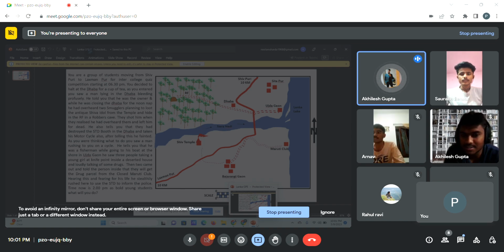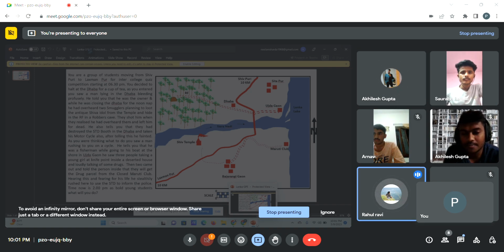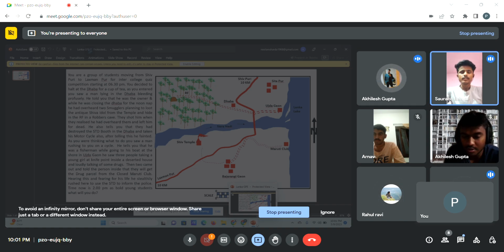Okay, so gentlemen, first let's discuss the priority of the problems. The very first is we have to save and give first aid to the dhaba owner and admit him to the nearby hospital. We can go to Shivpuri for that. Yeah. First we'll decide the priority, and the second priority will be saving that girl from the three kidnappers. Yeah, we totally agree, friends, that we can send the dhaba owner to Shivpuri.